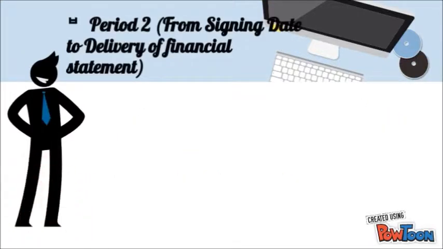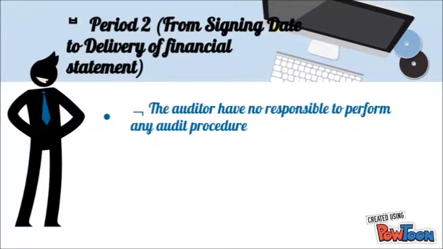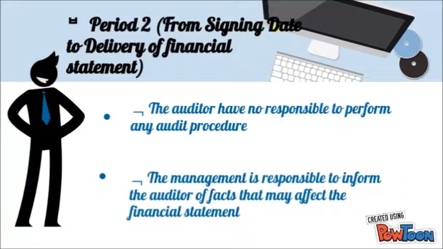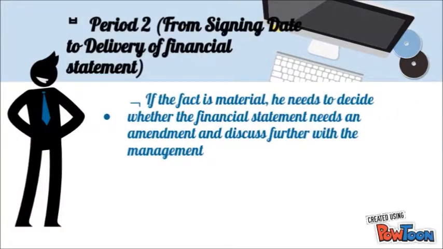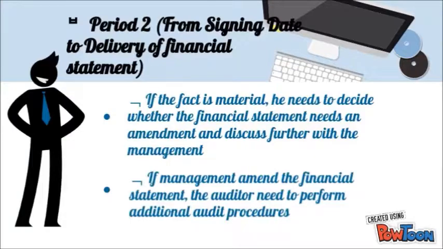Period 2 is from the signing date to delivery of the financial statement. The auditor has no responsibility to perform any audit procedure. The management is responsible for informing the auditor of facts that may affect the financial statement. If the auditor finds that the fact is material, he needs to decide whether the financial statement needs an amendment and discuss further with the management. If management amends the financial statement, the auditor needs to perform additional audit procedures.